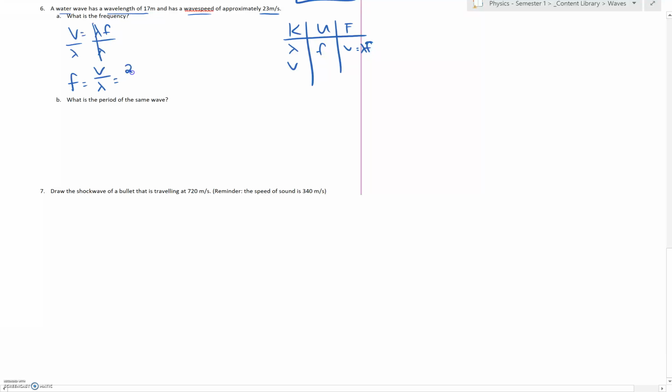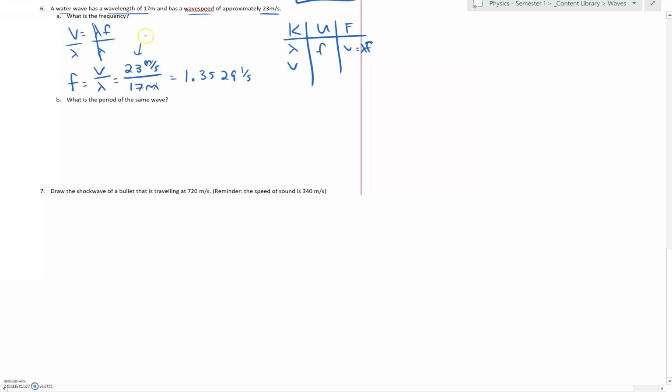I'm going to plug in 23 meters per second. I'm going to divide that by 17 meters. So if I look at the units, it looks like the meters are going to go away, and I'm going to be left with 1 over seconds, which is the units for frequency. So that's nice. When I get the regular number, I get 1.3529 and so on, 1 over seconds.